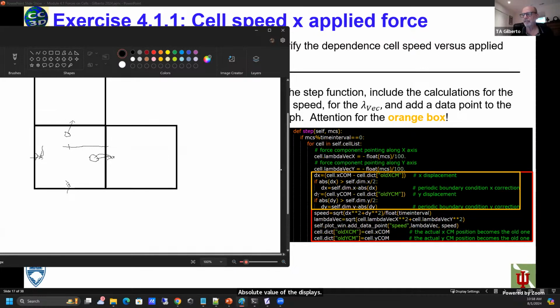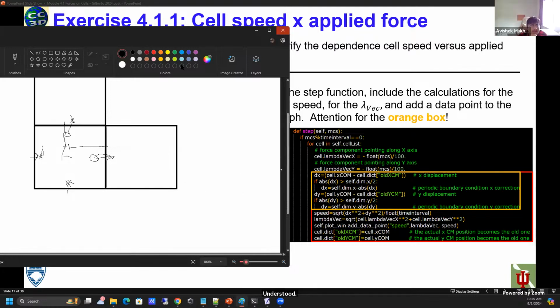The same thing has to be done with the y position, because if the cell is moving vertically, this position here actually is this position here. So if the cell moves, see, delta y is bigger than half of the size of the grid, so I have to correct. Understood?